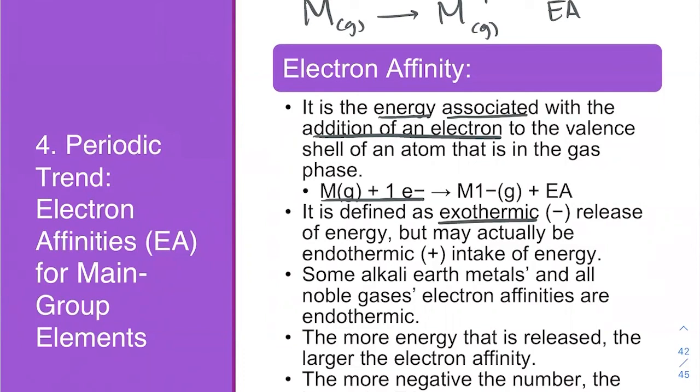Some may be endothermic, and this is why this topic is not as easily accessible for us in this class. We won't use electron affinity that much, and we'll see some numbers and show how they're really not helpful at all. The more energy that is released, we call that a larger electron affinity. That's another reason why it's not as fun. The more negative the number is associated with that energy, it's negative because it's being released. We call that a larger electron affinity, meaning that that atom loves electrons a lot.